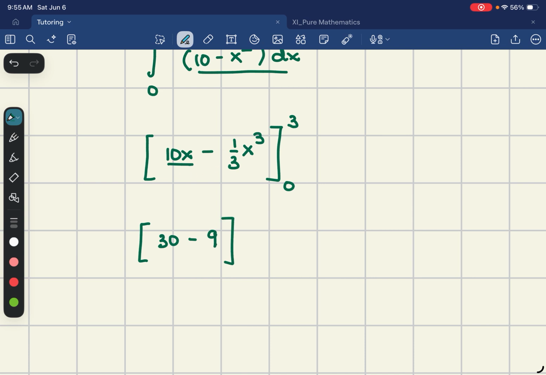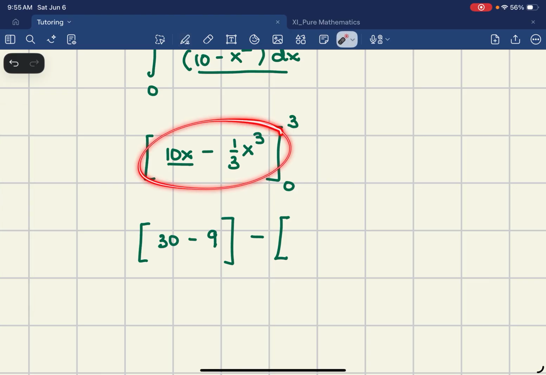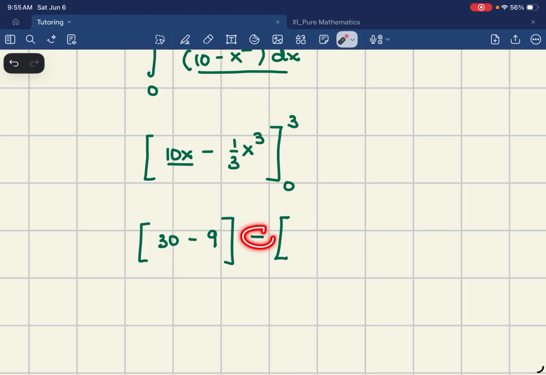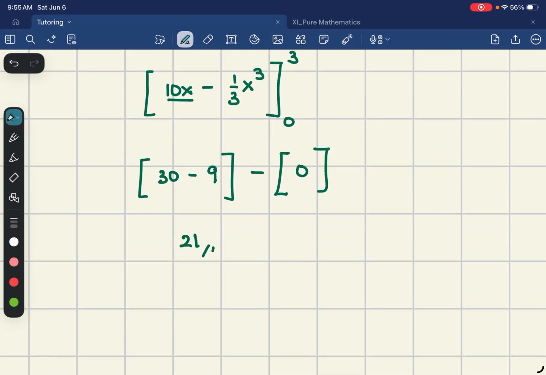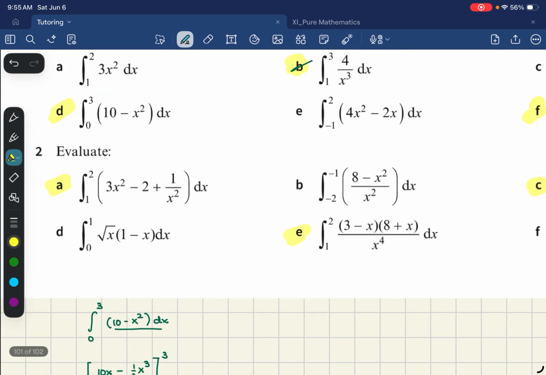After you substitute 3, write your negative sign and substitute 0 here. This is what happens when you substitute 3. You copy this. So you substitute 3 here, you get this. And then the formula has a negative sign. So you just put your minus sign and then you substitute 0. All right. So now if you substitute 0 here, you will get 0. So your answer is going to be 21. That is your solution to D.